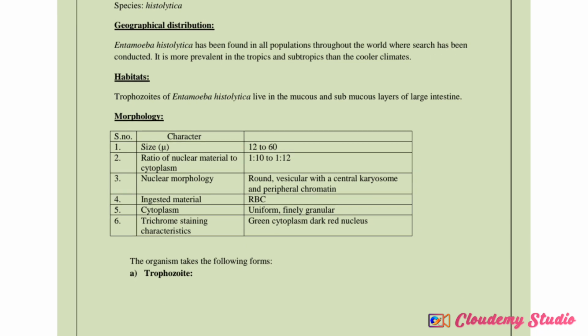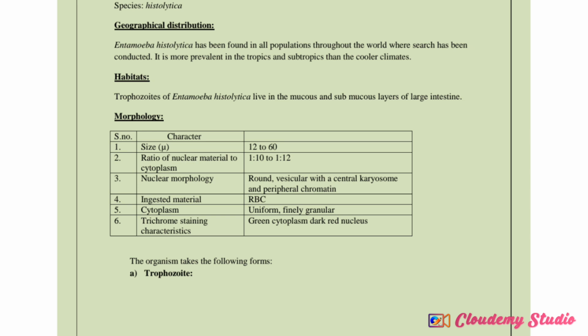So this is their morphology. The size is about 12 to 60 micrometers. The ratio of nuclear material to cytoplasm is 1:10 to 1:12. The nucleus is round, vesicular, with a central karyosome and peripheral chromatin. They ingest red blood cells, that is what they feed on. The cytoplasm is uniform and finely granular, and with trichrome staining, we have green cytoplasm and a dark red nucleus. That is the reason why they have a dark red nucleus.